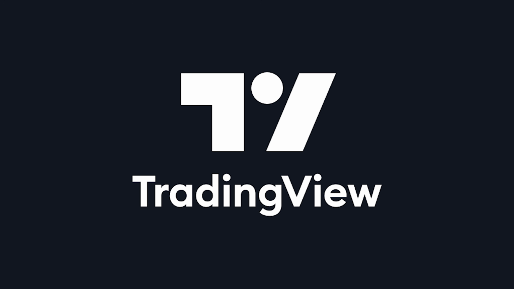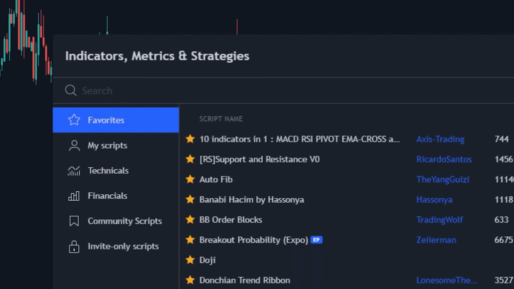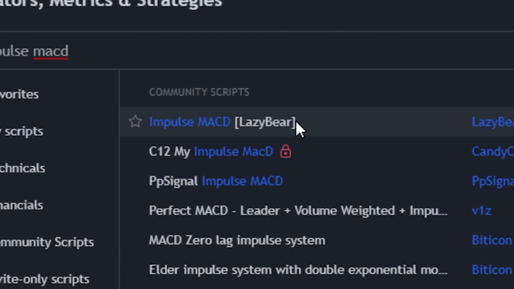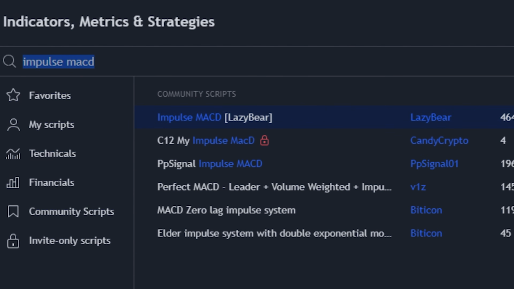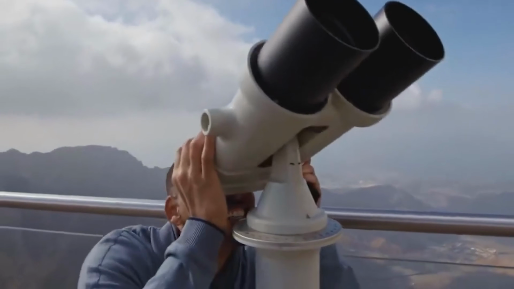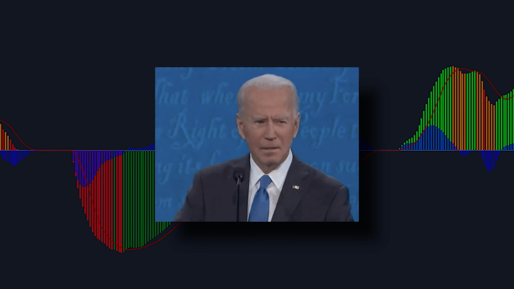First, go to TradingView. I'll leave a link in the description. Once you're on the chart, go to the Indicators tab. Type in Impulse MACD and click this one by Lazy Bear. You will then have the indicator added to your chart. Oh, that's hot. That's hot. As you can see, it looks super advanced and just a tad bit complicated with all these different colors.